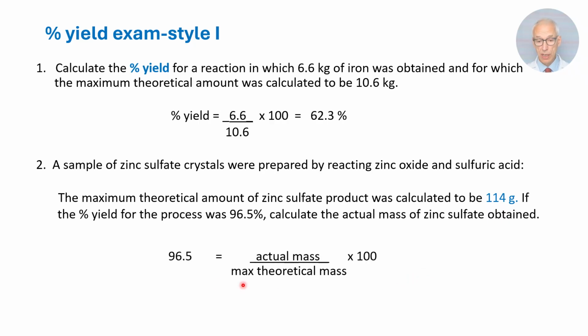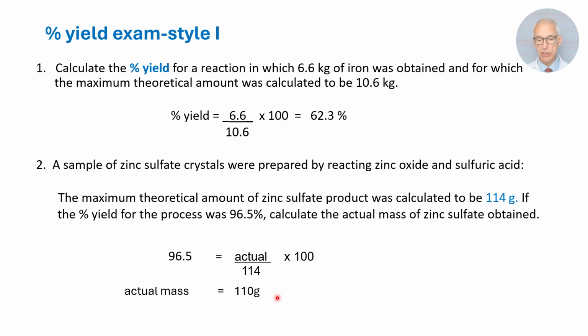Okay, so 96.5, that's the percentage yield, is the actual mass divided by the maximum theoretical. Now we don't know the actual mass, but we do know the maximum theoretical. So substitute in 114, rearrange and solve for the actual mass. Comes to 110 grams.